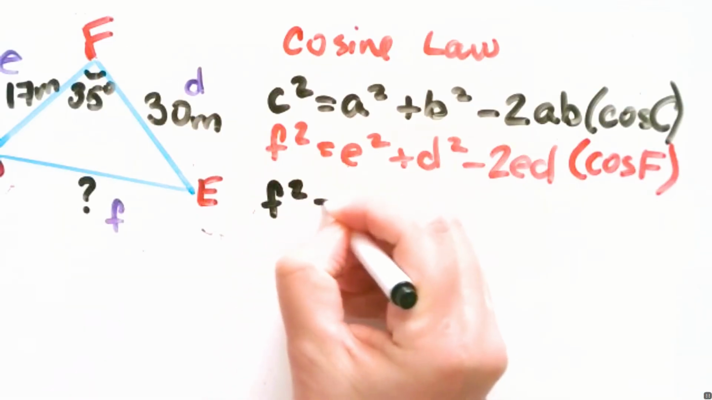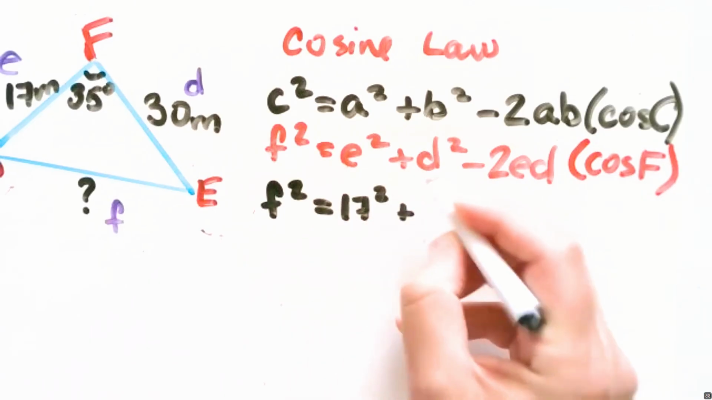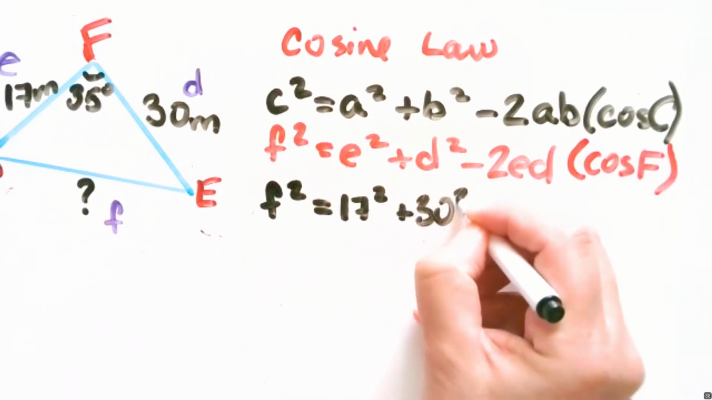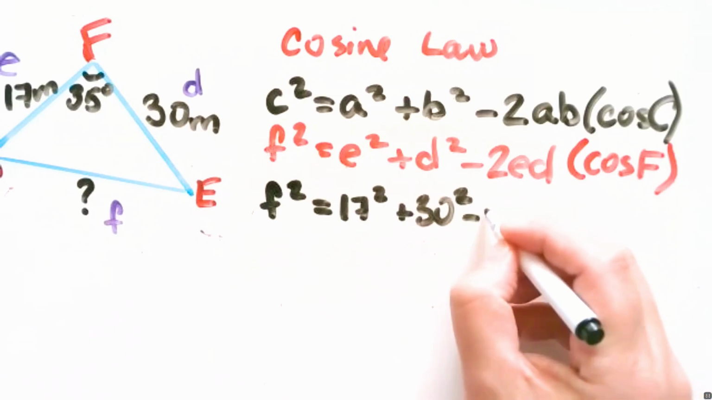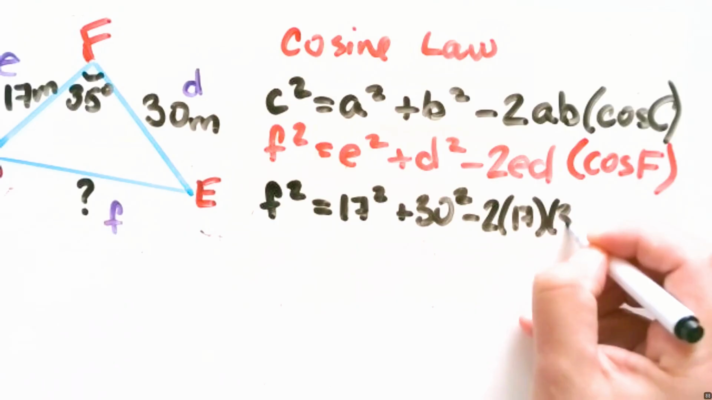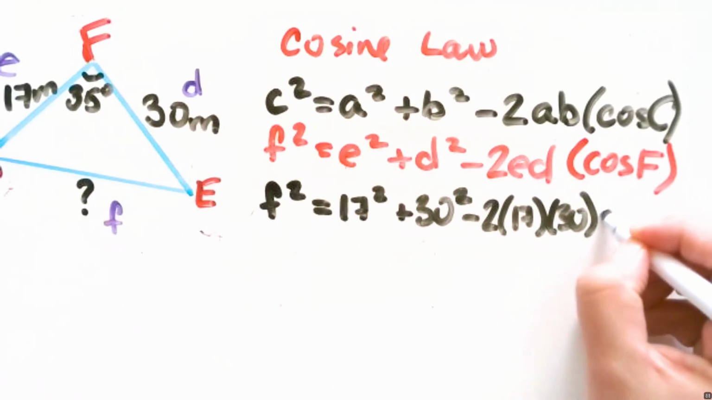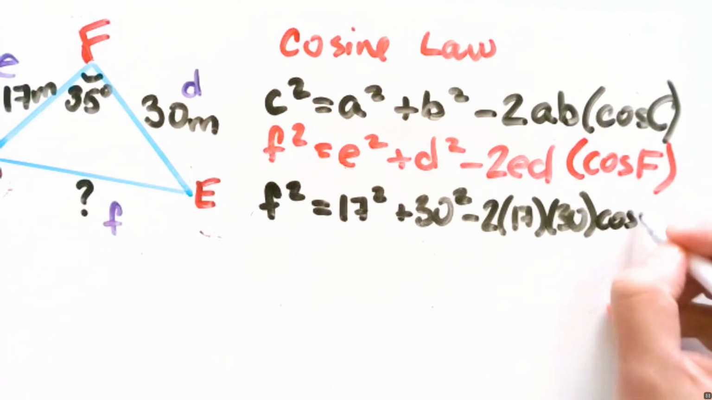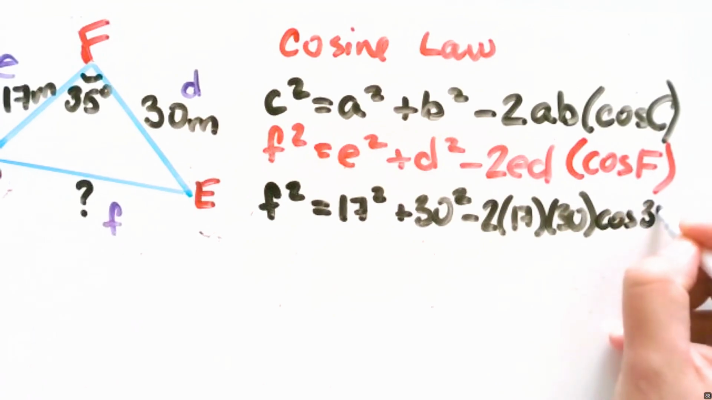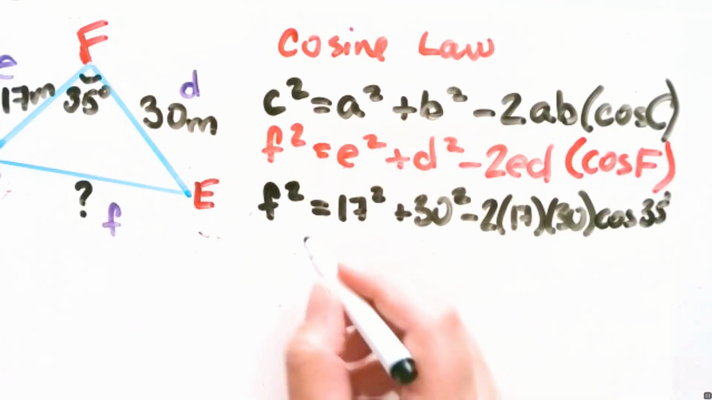I'm still looking for my F squared. So F squared is equal to E squared, which would be 17 squared, plus D squared, that's 30 squared, minus 2ED, so 2 times 17 times 30. Ooh, I hope I can fit this in, times cosine of 35 degrees. Sorry about running out of space there.